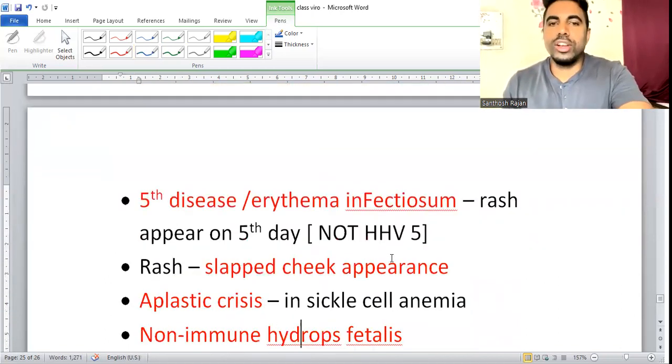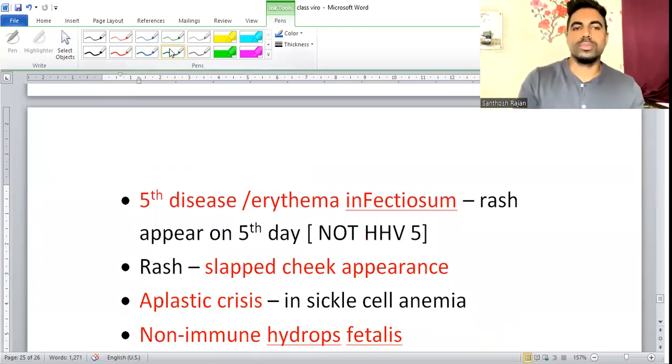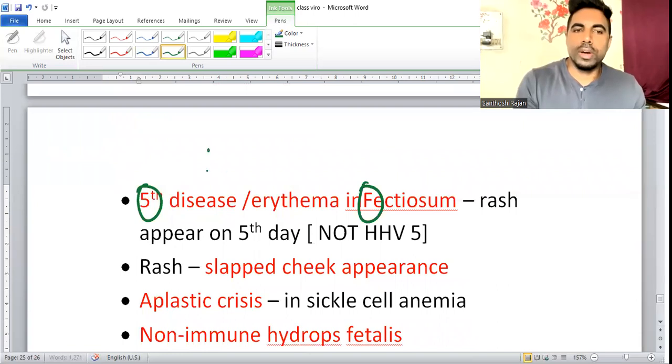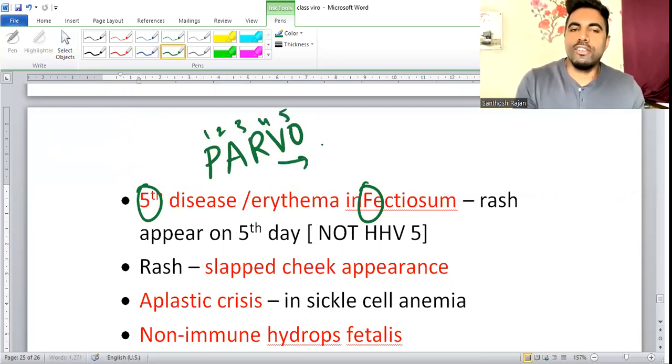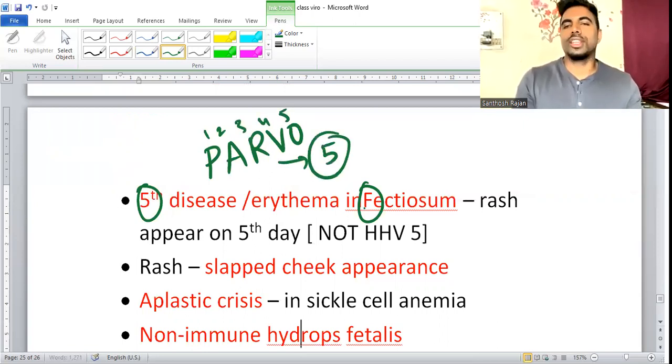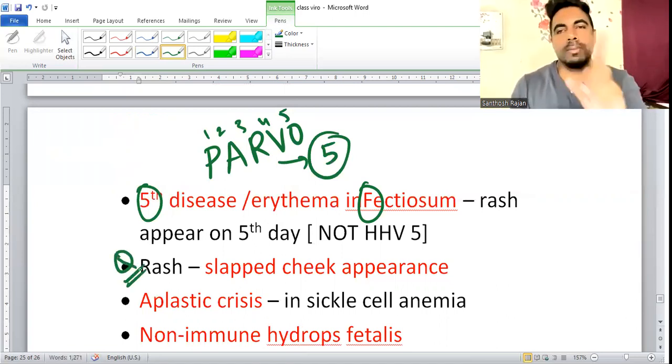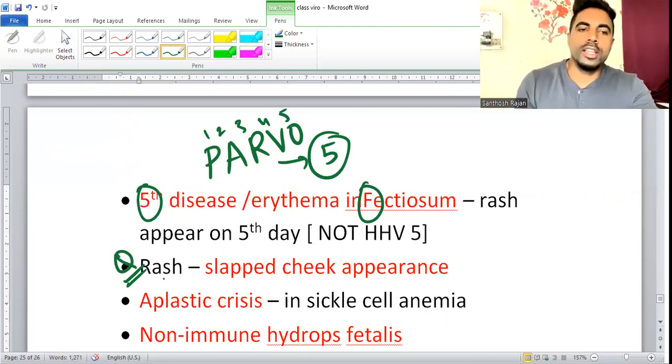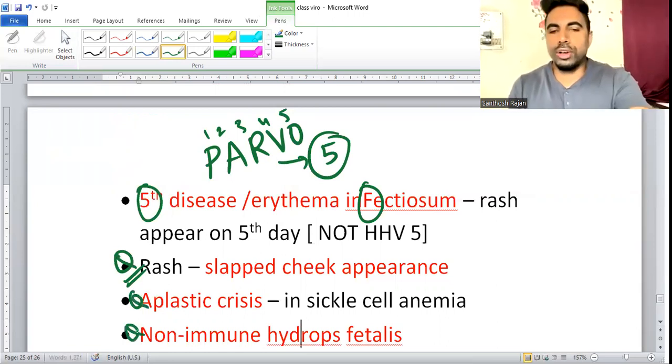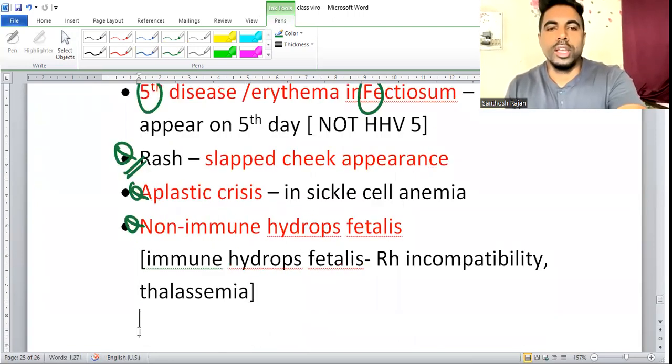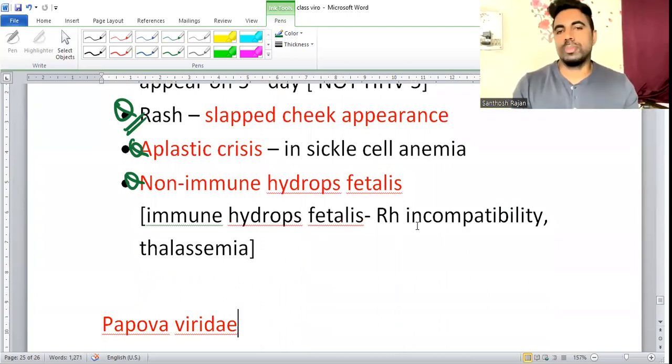So that's the disease. What? Fifth disease or erythema infectiosum, and it's caused by what? Parvo, P-A-R-V-O. Count it: 1, 2, 3, 4, 5. So you have 5. That's why it's fifth disease, erythema infectiosum, and the rash is simply the slapped cheek appearance. Never ever make a mistake in this repeated question. And then you have aplastic crisis and also non-immune hydrops fetalis. Now, immune hydrops fetalis is caused by Rh incompatibility. Thalassemia we already talked about, I'm not going to stress on that.